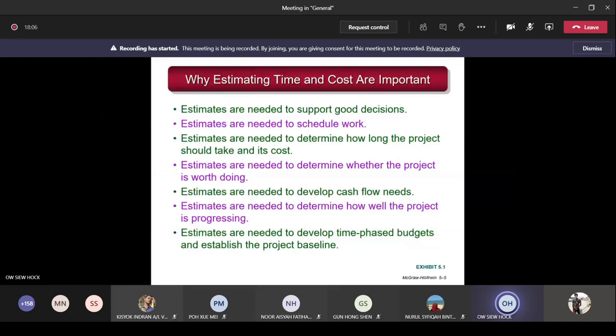Estimates are needed to schedule the work. As you go along, you will know at a certain phase of a particular work package how much time you need to finish the work. Estimates are needed to determine how long the project should take and its cost. It tells you the total time that you require for the whole project and the total cost for that project. Estimates are also needed to determine whether the project is worth doing, as I already mentioned. From there, you know if it is worth doing or not, so you don't embark on this project.